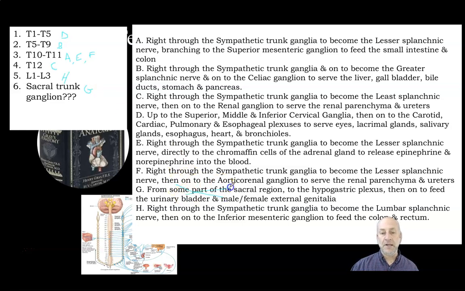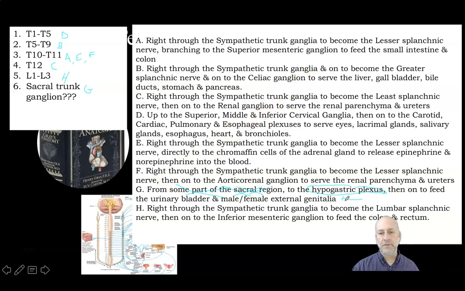And then the sacral trunk ganglion, from some part of the sacral region, really what happens on the preganglionic side is really not that important. What's important is preganglionic neuron gets to the hypogastric plexus, and then from there, your post-ganglionic neurons can feed the urinary bladder to relax detrusor, and even to tighten the sphincter so you close up the urinary bladder so you don't urinate, as well as going to the male external genitalia and basically facilitating ejaculation. Okay. That's it. That's all I got for you on that.